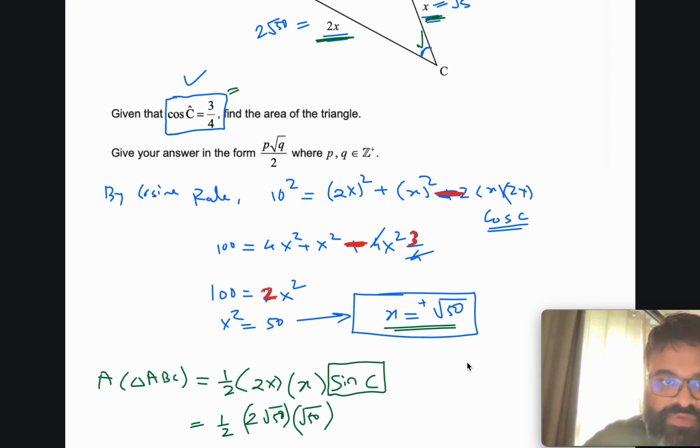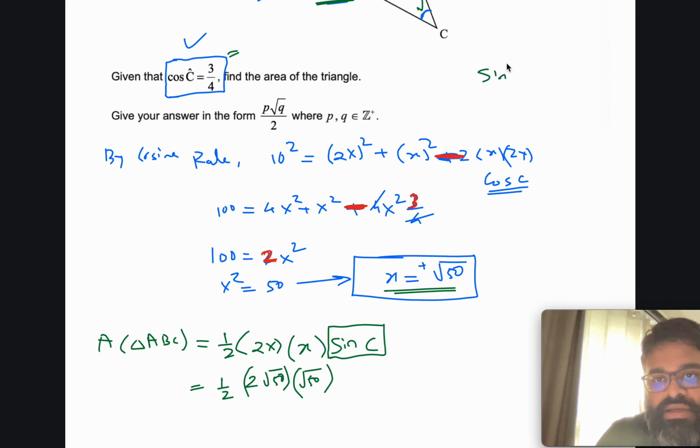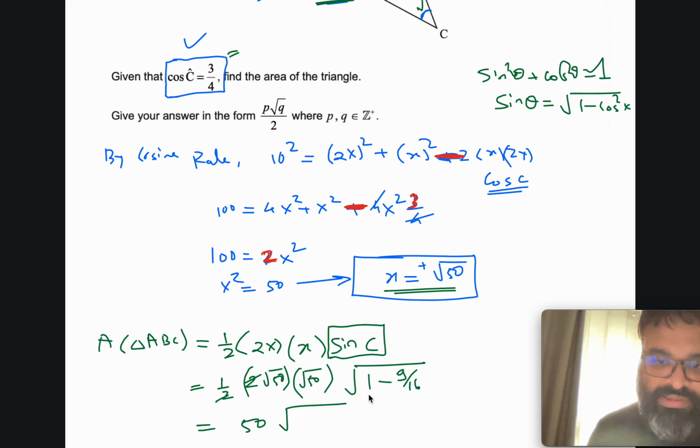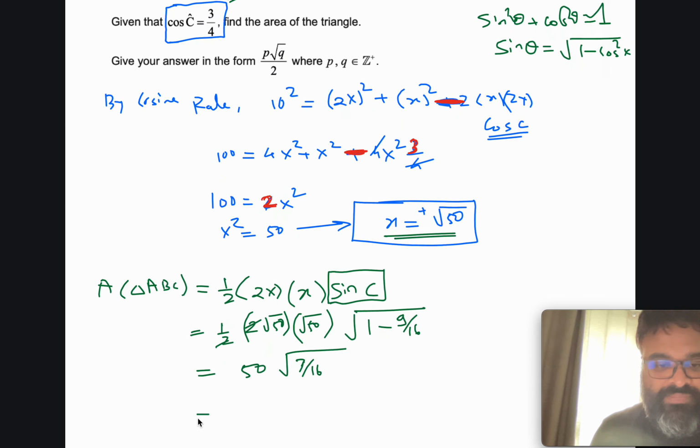So you can use the formula sine square theta plus cos square theta equal to 1, and that gives you sine theta is equal to root of 1 minus cos square theta. So it is root of 1 minus 9 by 16. So you get 2 cancels out, root 50 is 50, and this is square root of 16 minus 9. So 16 minus 9, 16 minus 10 would have been 6, it's root 7 over 16. So you get this as 50 root 7 by 4.